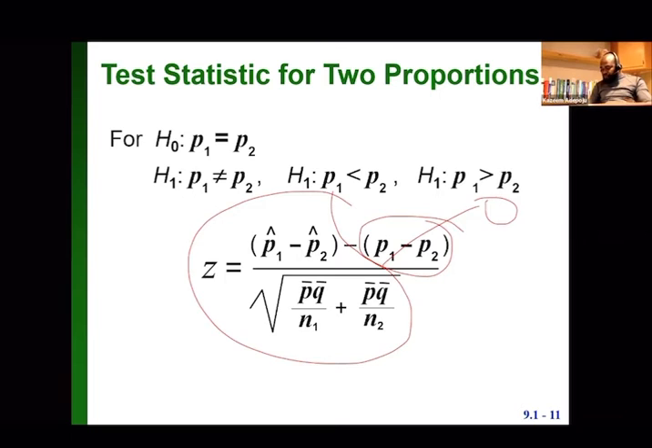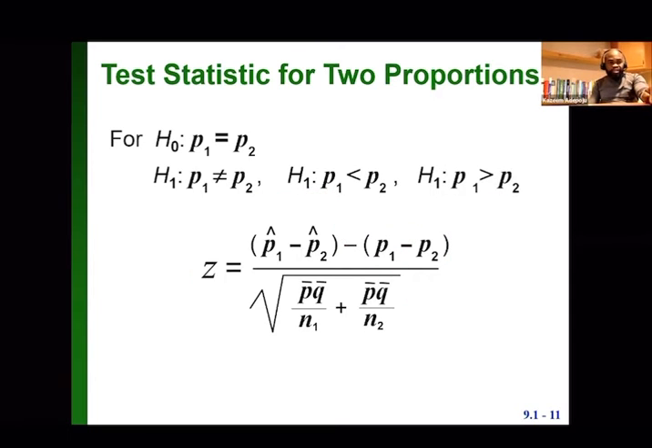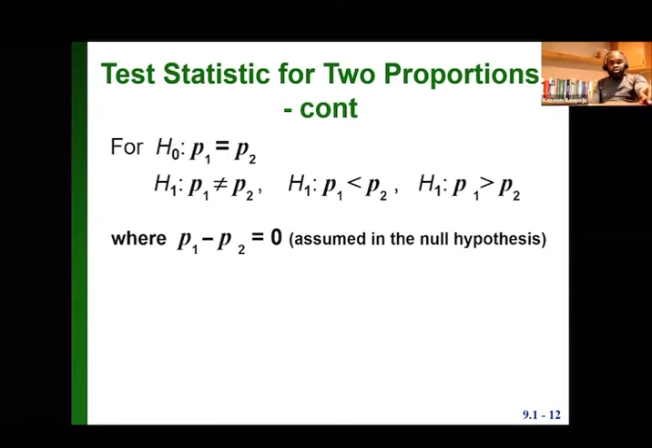Okay, like I said, P1 minus P2 equals 0. The P1 and the P2 are the population proportions. The population proportion is different from the sample proportion. We are testing the value of the population proportion under the hypothesis. So I think you get that now.